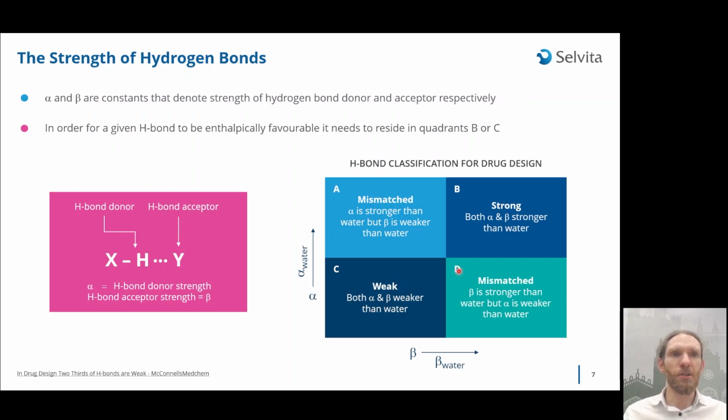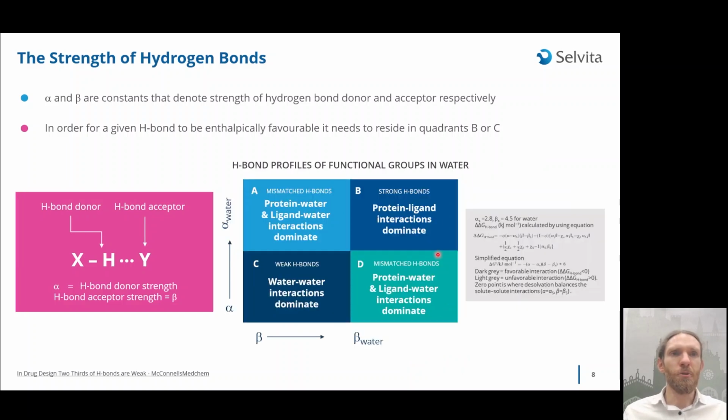When there is a mismatch in quadrants A and D, then these interactions are enthalpically unfavorable and rather not formed. If you don't understand right now what enthalpically unfavorable means, it's enough to know that they are just unfavorable, and these are favorable in water. And when it comes to protein-ligand interactions, for strong hydrogen bonds, where alpha and beta are stronger than water, then protein-ligand interactions dominate.